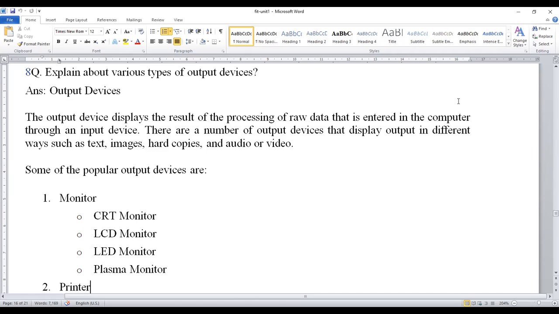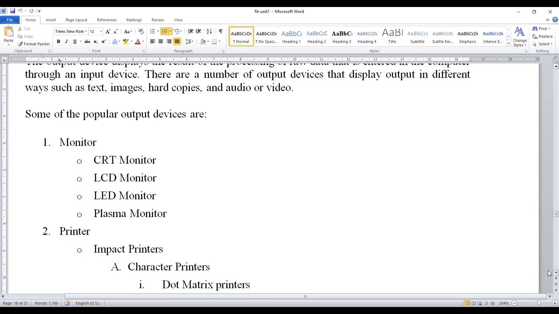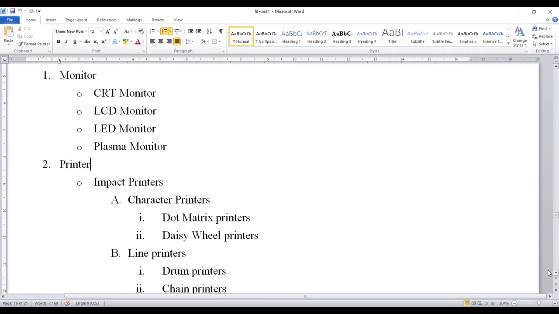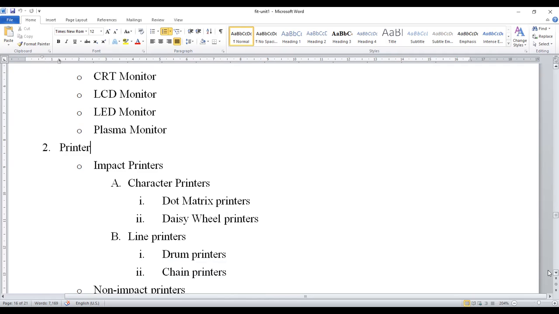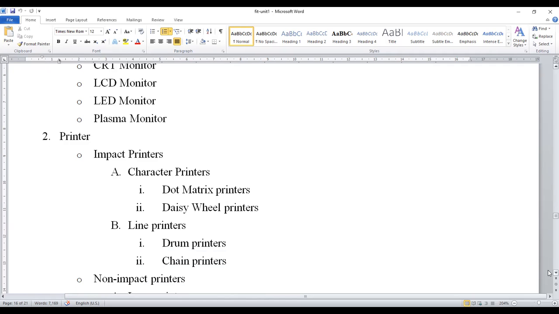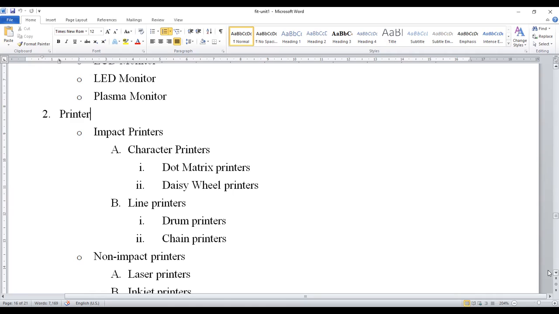These are the different types of output devices. Monitors: CRT monitor, LCD monitor, LED monitor, plasma monitor. In printers, we have impact printers, character printers, dot matrix printers, daisy wheel printers, and line printers, drum printers, chain printers. These are the different types of printers, and they all come under the output devices.